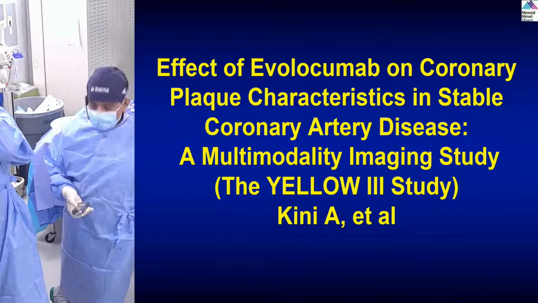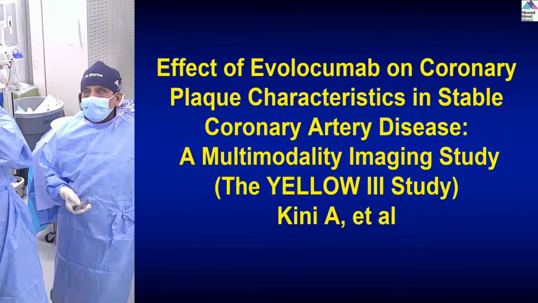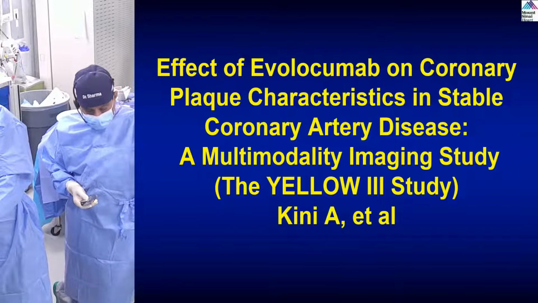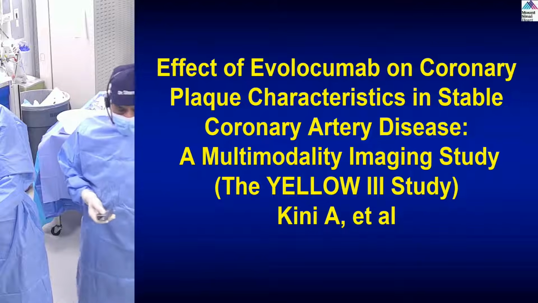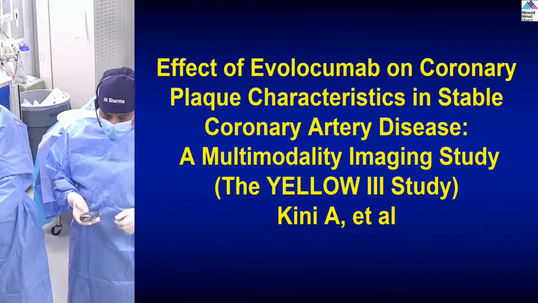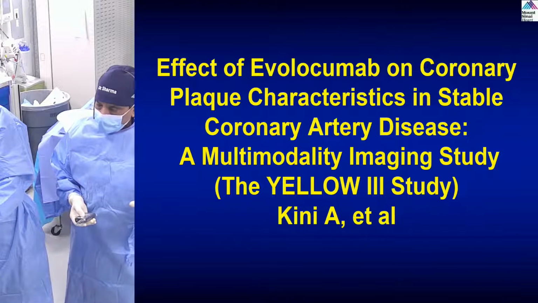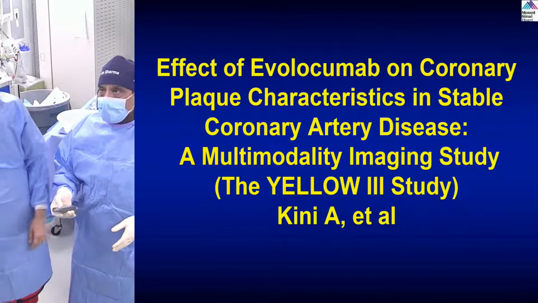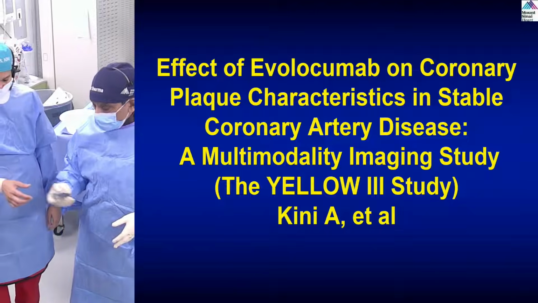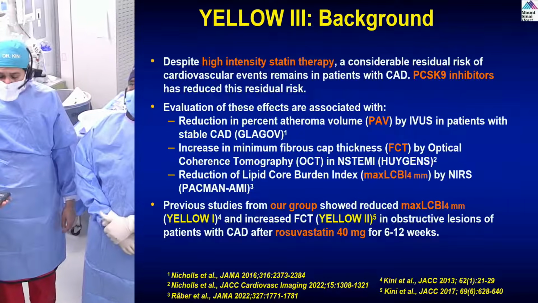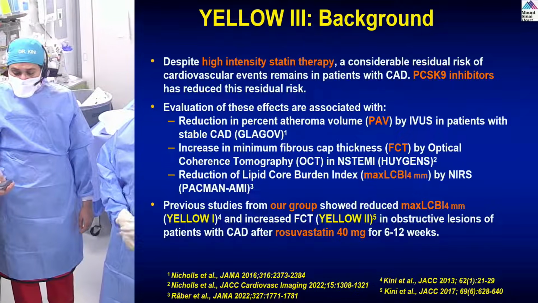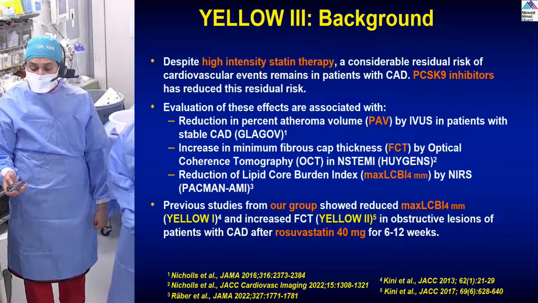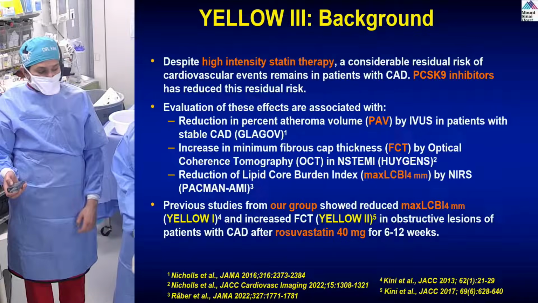Then I'll now ask Anu to present the data of the YELLOW 3 study. She has done YELLOW 1 and YELLOW 2, looking first at oral high dose statins, and then randomization to high dose statin, and now using the PCSK9 inhibitor in patients with stable coronary artery disease. So YELLOW 1 was, we randomized standard of care to high dose statin. Again, we did it in obstructive lesions.